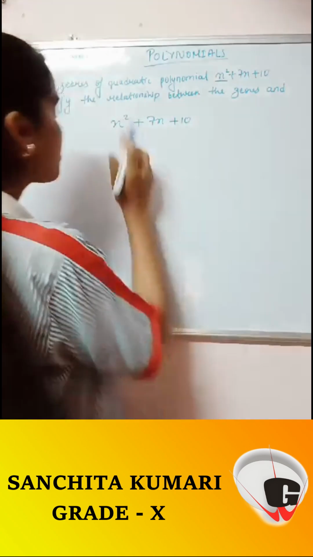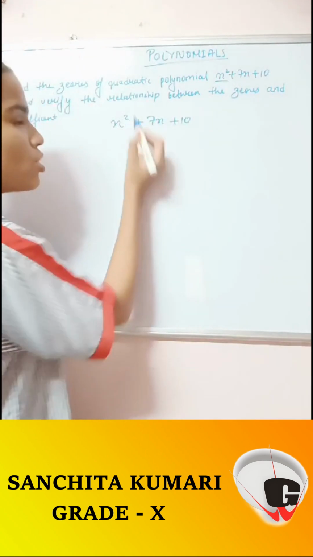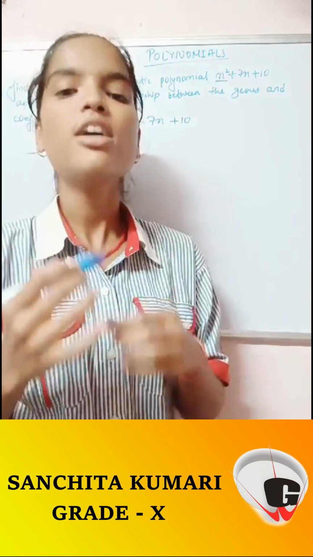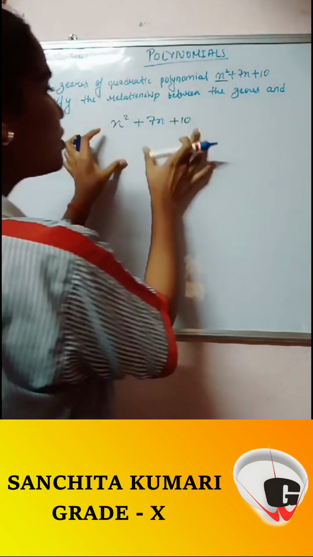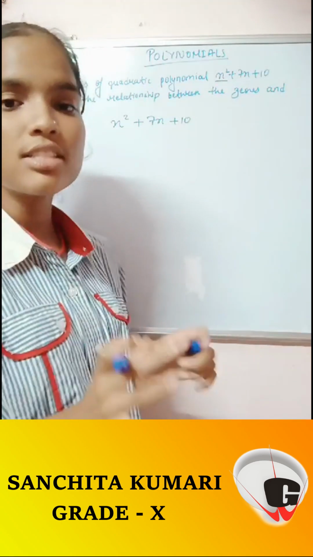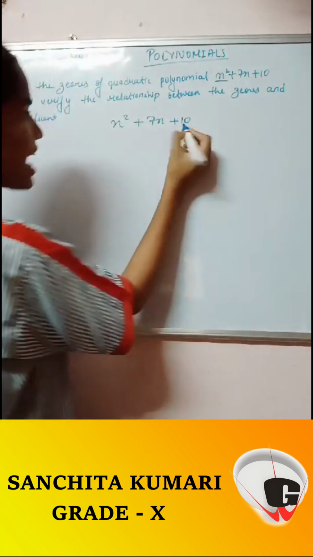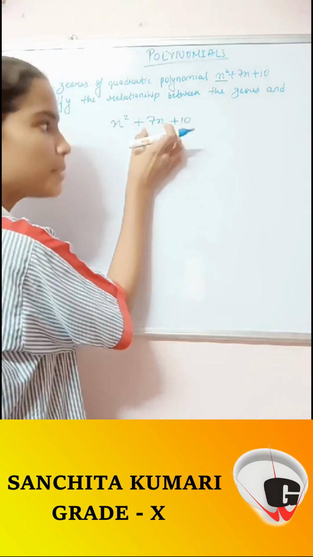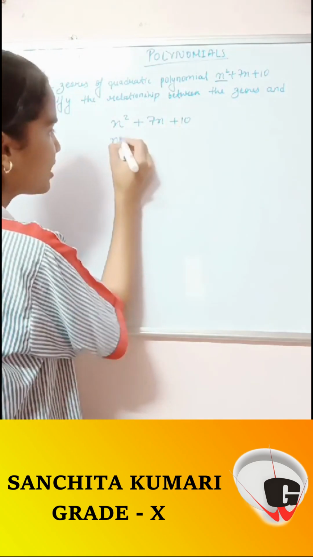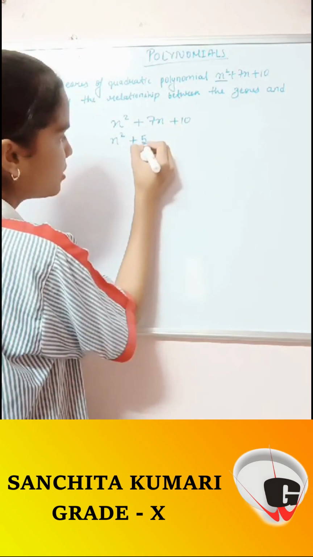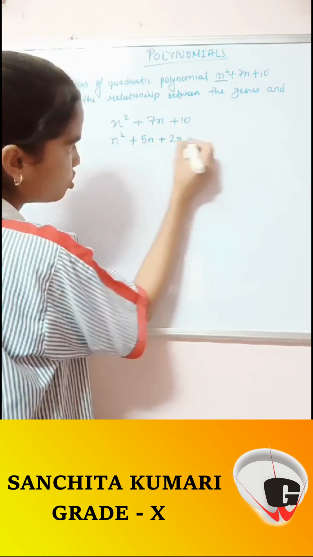This is a polynomial which has degree 2, so that means it is a quadratic polynomial, right? So let's talk about how you will find the zeros of this polynomial. For that, as we know, we'll split the middle term. When you split the middle term, you will get x square plus 5x plus 2x plus 10.